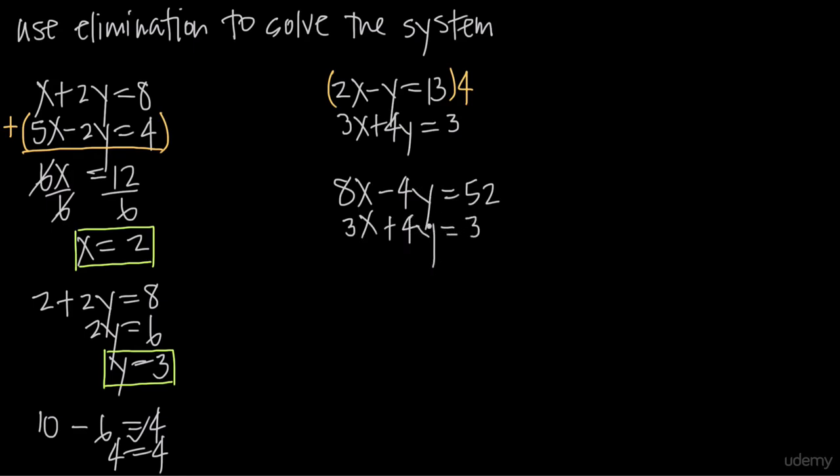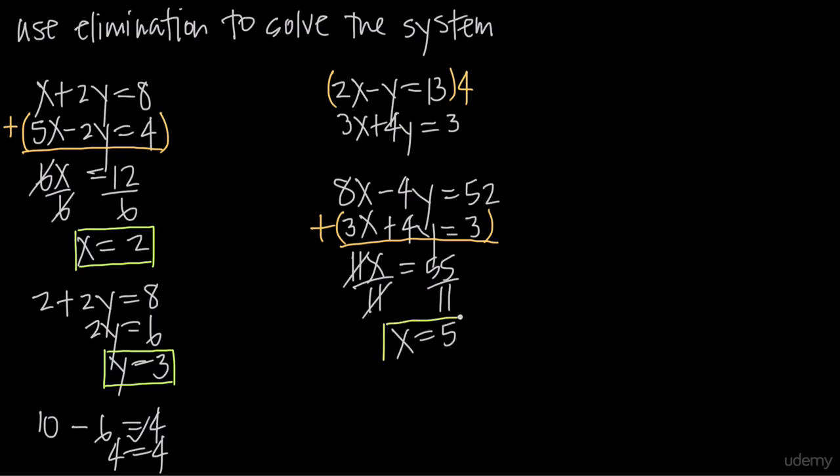Now we have a negative 4y and a positive 4y. So if we add these two together like this, we'll get 8x plus 3x, which is 11x. We'll get negative 4y plus 4y, or 0. And we'll get 52 plus 3, or 55. Now we can divide both sides of the equation by 11 to get x by itself, and we'll get x is equal to 5.